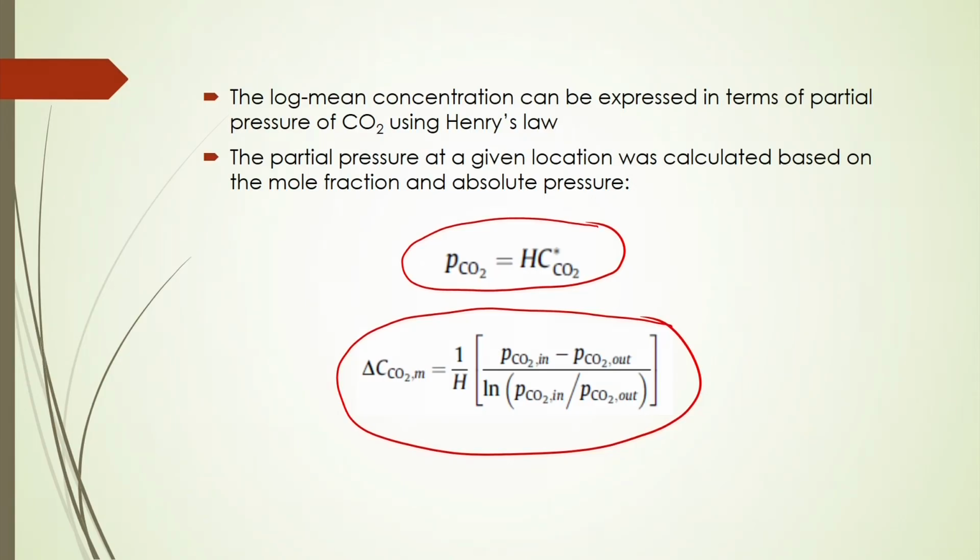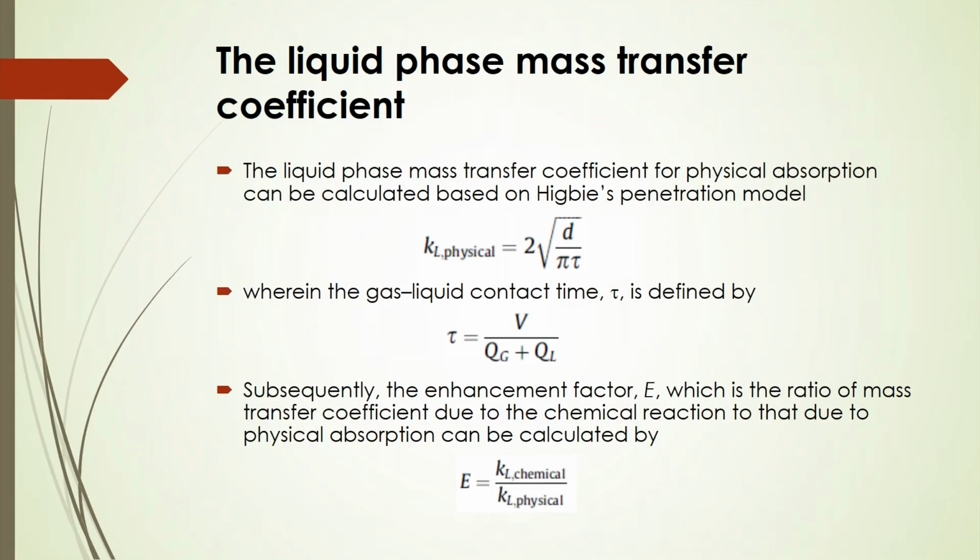According to Henry's law, you can calculate the partial pressure if you know the equilibrium concentration of the gas. So, based on Henry's law, you can easily calculate the partial pressure. Now, this concentration driving force or difference you can easily express in terms of partial pressure according to Henry's law. Now, liquid mass transfer you can also assess by the penetration model.